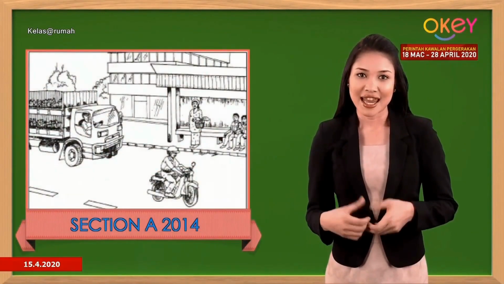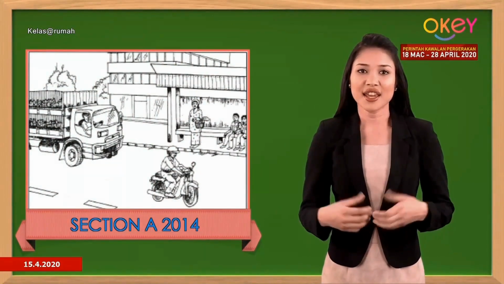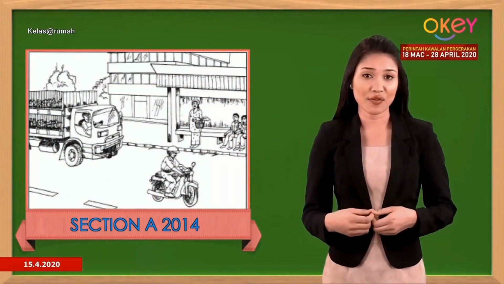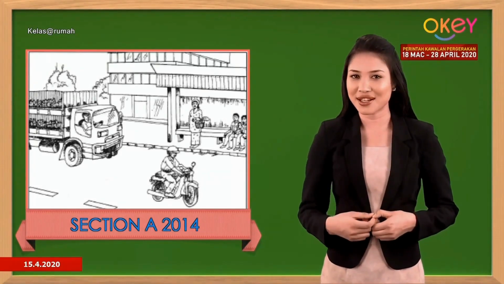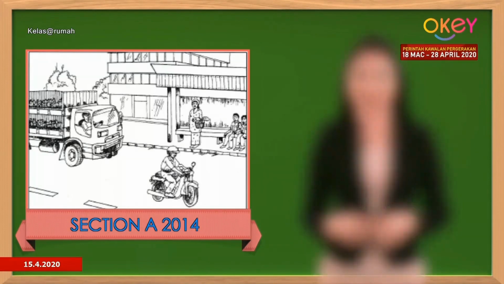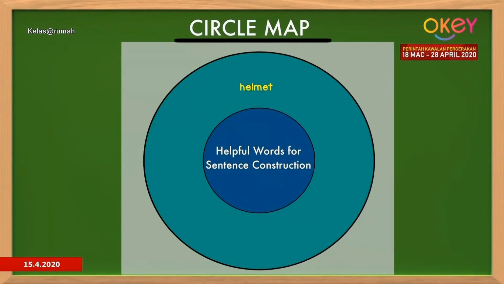For example, let's look at Section A in 2014 again. First, think of all the suitable words that may be helpful to write your sentences. Using a circle map, I'm going to brainstorm everything I see in the picture. This means I'm going to write down any objects, people, and what they're wearing. Helmet, vegetables, baju kurung, headscarf, glasses, school bag, pupils.